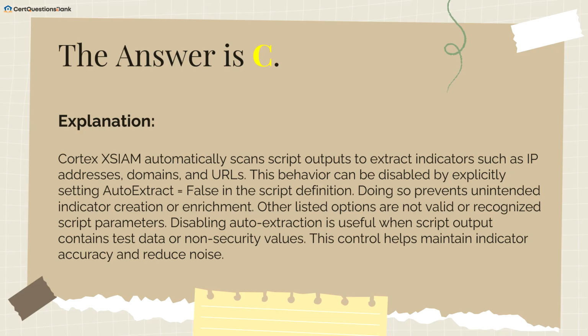Cortex XSIAM automatically scans script outputs to extract indicators such as IP addresses, domains, and URLs. This behavior can be disabled by explicitly setting auto extract equals false in the script definition. Doing so prevents unintended indicator creation or enrichment. Other listed options are not valid or recognized script parameters. Disabling auto-extraction is useful when script output contains test data or non-security values. This control helps maintain indicator accuracy and reduce noise.